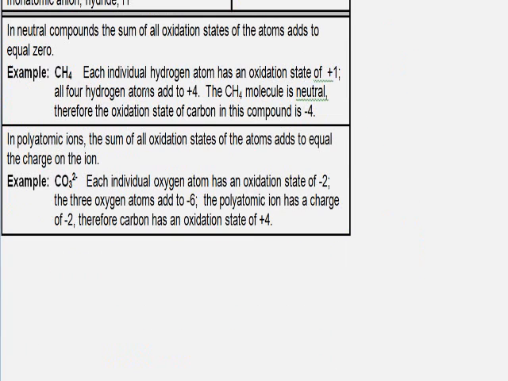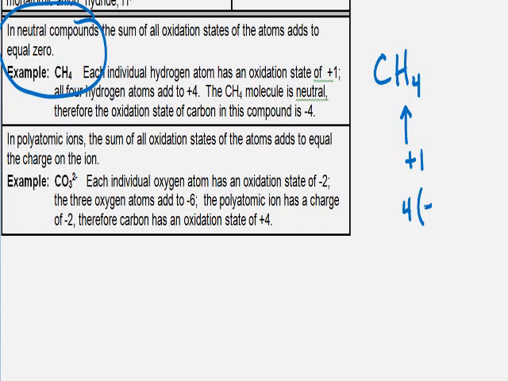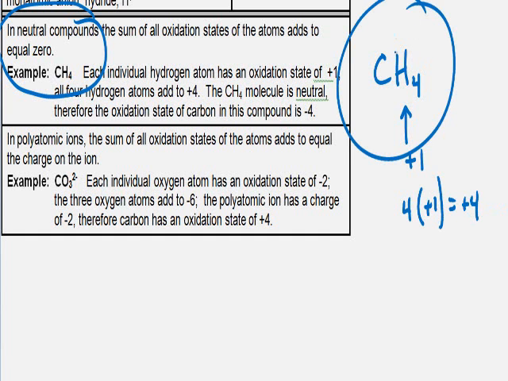We have two more rules with our oxidation numbers. And that is, if we have something that's a neutral compound, all the oxidation states need to add up to equal 0 in that compound. For example, methane. Hydrogen is assigned a value of +1 per each hydrogen. Since there are 4 hydrogens, 4 times +1 gives us a total of +4 for the hydrogens. Since this compound is neutral, that means the individual carbon atom here has an oxidation state of -4, which would be the oxidation number assigned to carbon in this compound.